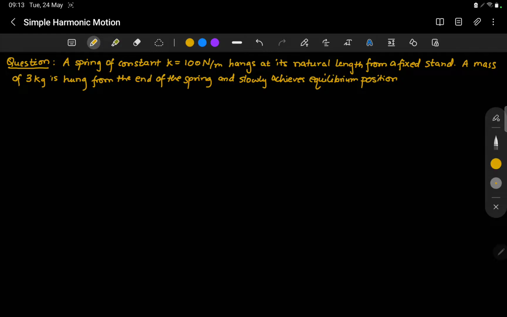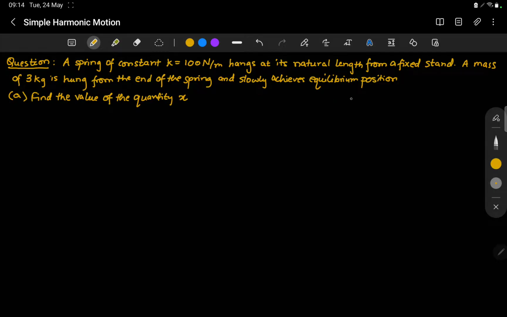So this is the case of a vertical spring. A mass is hanging from a vertical spring and it achieves a new equilibrium position. So the question asks us to find the value of the quantity x as shown in the figure.